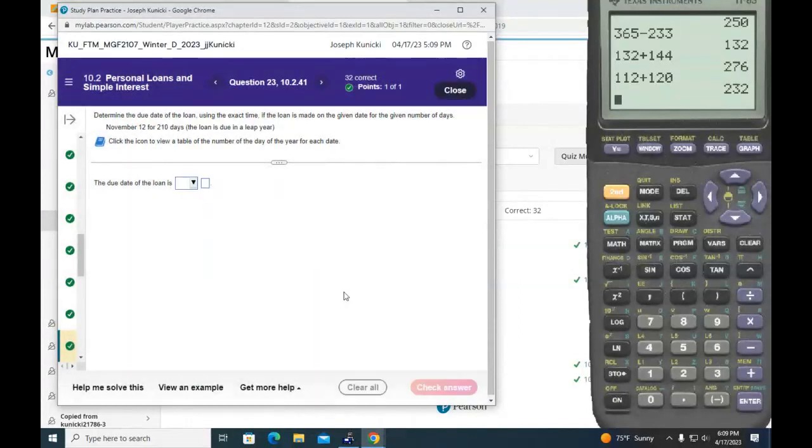All right? And then one more of these, 41. Determine the due date of the loan using the exact time if the loan is in a leap year, from November 12th for 210 days. So this is about as difficult as they get. All right. So first of all, November 12th is what day?